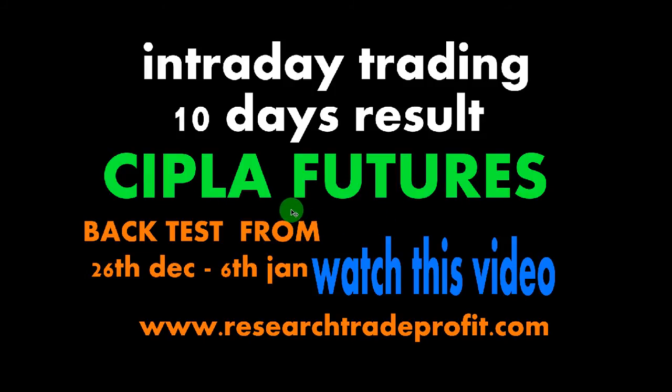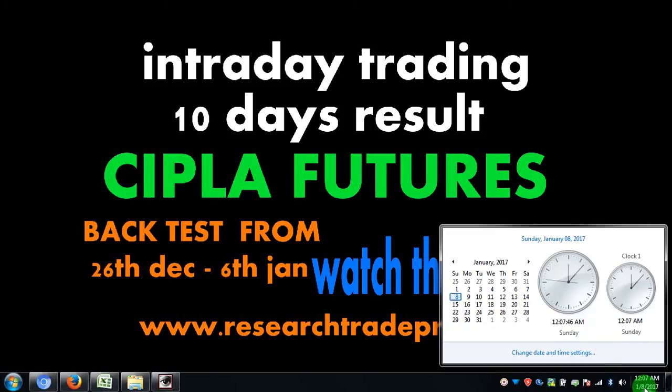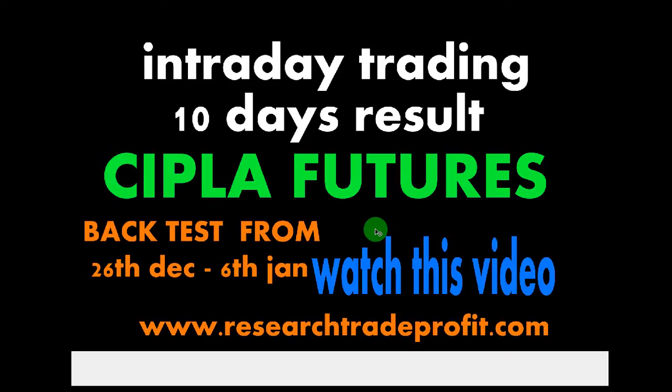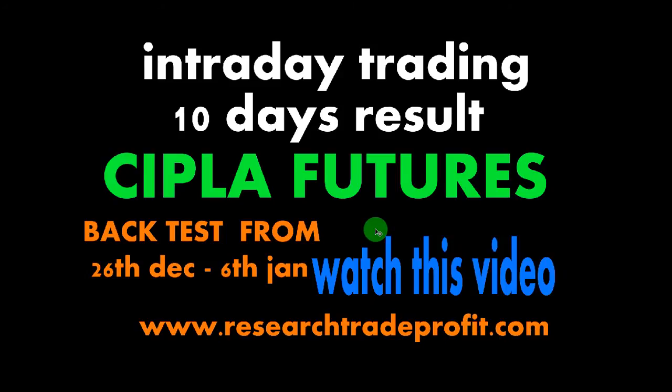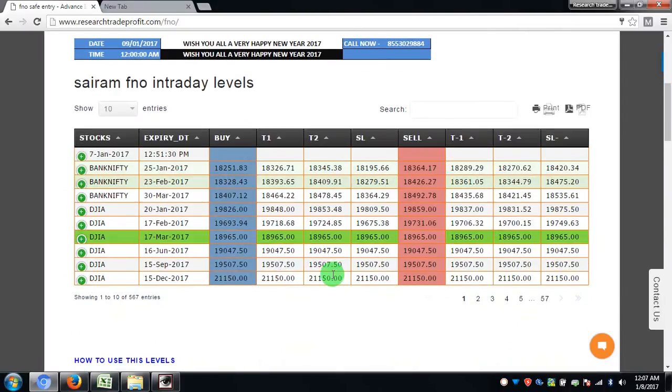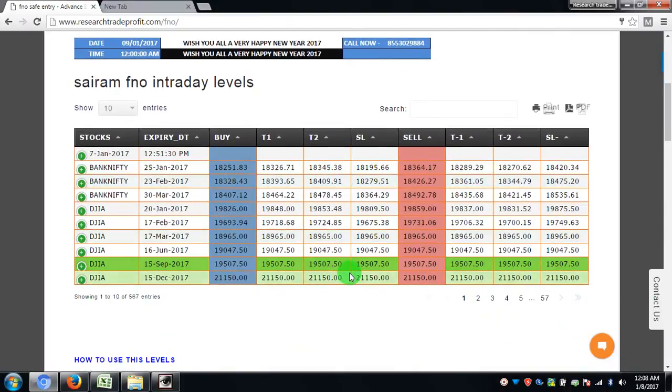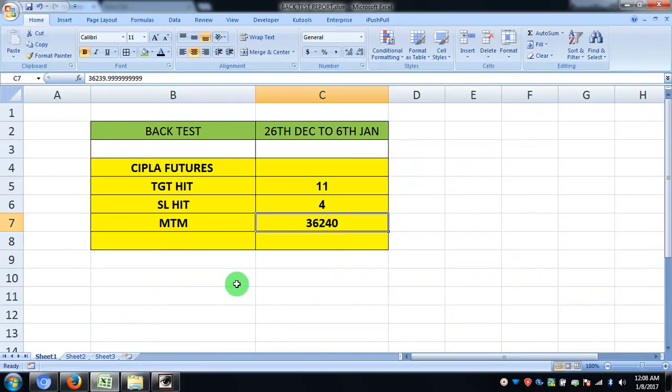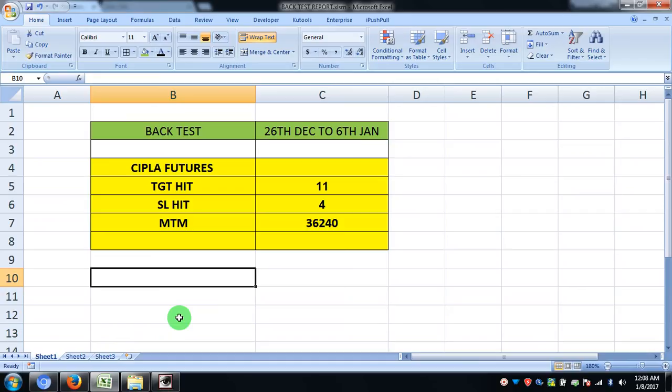That is a January contract, and I am recording this on 8th of January. Let us check how the call performance was according to our calculations which we provide every day for intraday traders. This is an Excel sheet which I have prepared, entering the last 10 days futures calls and how they performed according to our research calls.